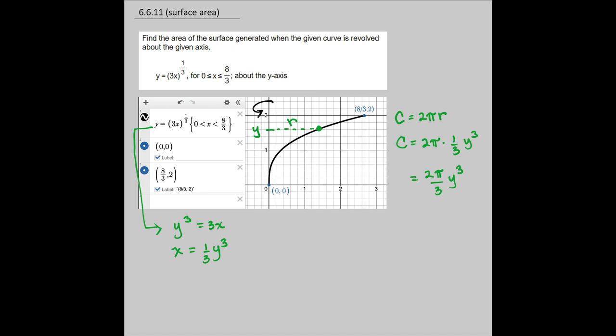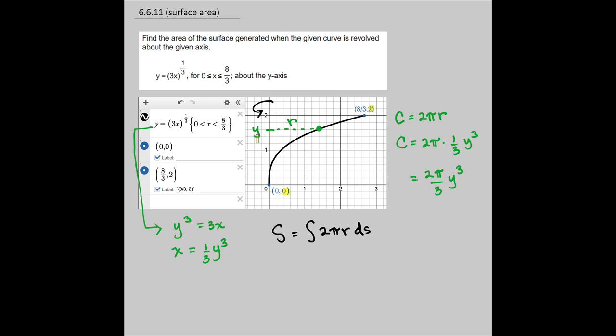The surface area formula will be the integral of 2 pi r, that's the circumference, multiplied by ds. Now we don't have ds limits. We are rotating around the y-axis, and so what we are going to end up with is y limits. When we're finding surface area, going around the x-axis we use x limits, going around the y-axis we use y limits.